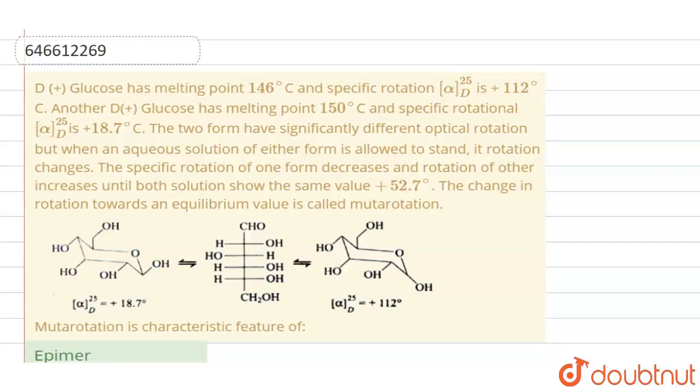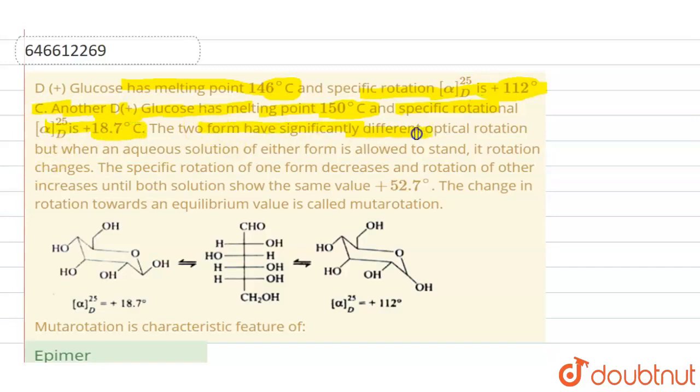So here the question is about D glucose. This is a paragraph based question. Here we are given that D glucose has melting point 146 degrees Celsius and specific rotation of plus 112 degrees. Another D glucose has the melting point given and specific rotation is 18.7.